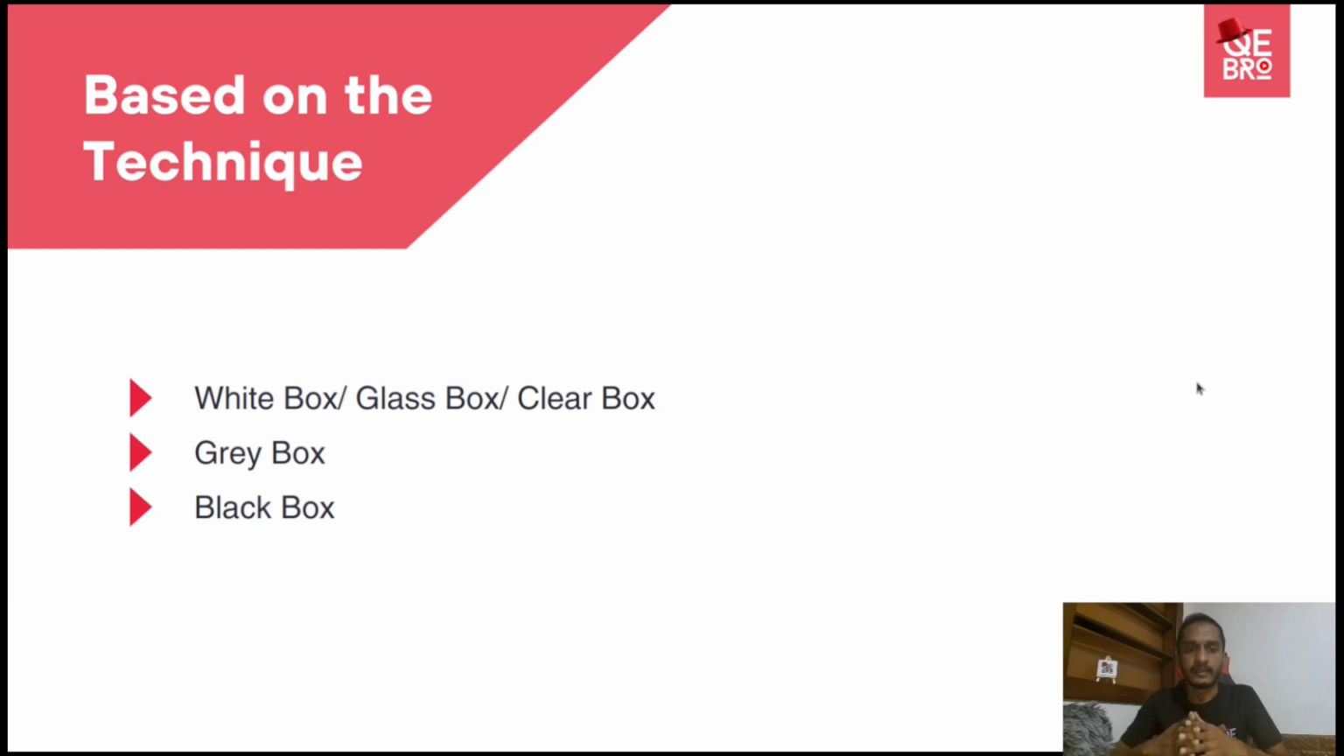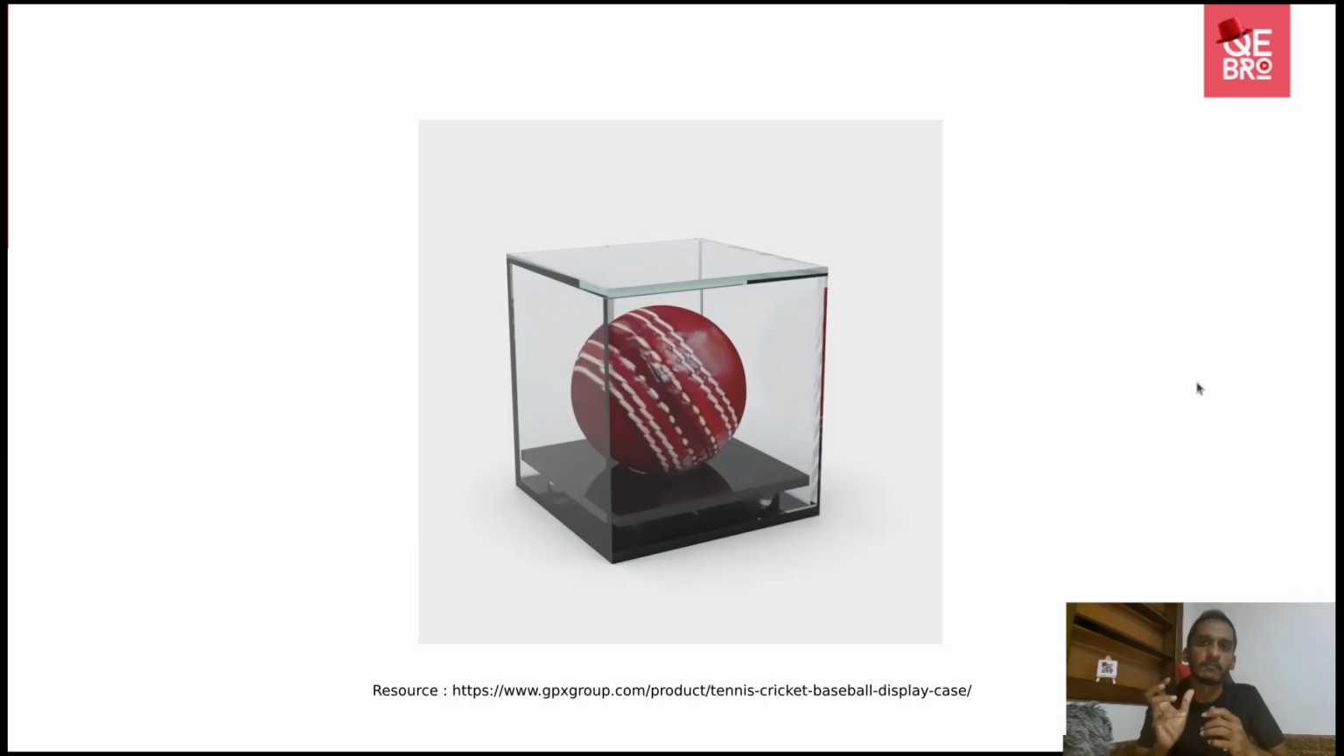When you look at these terms, white box, gray box, and black box, let's think of an example of a box made fully from glass. Say I have a ball. I put the ball inside the box, and now from outside, I'm trying to look at the ball.